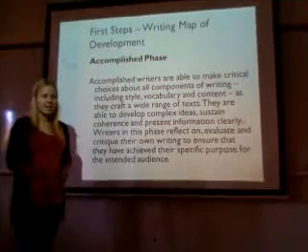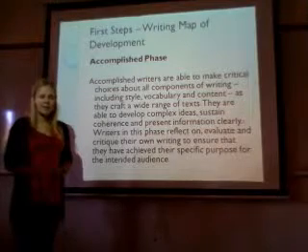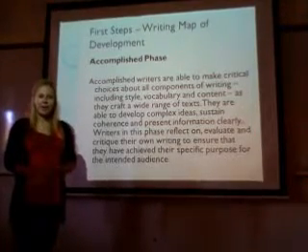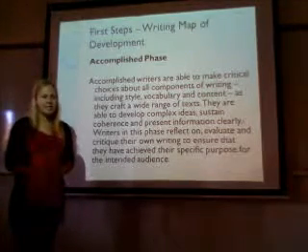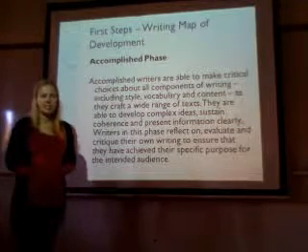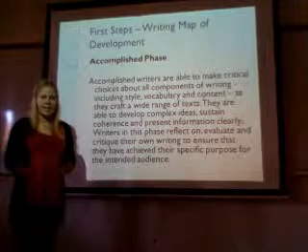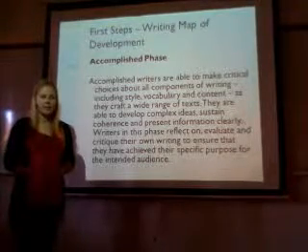The final stage is the accomplished phase. Accomplished writers are able to make critical choices about all components of writing, including style, vocabulary, and content, as they craft a wide range of text. They are able to develop complex ideas, sustain coherence, and present information clearly. Writers in this phase reflect on, evaluate, and critique their own writing to ensure that they have achieved their specific purpose for the intended audience.